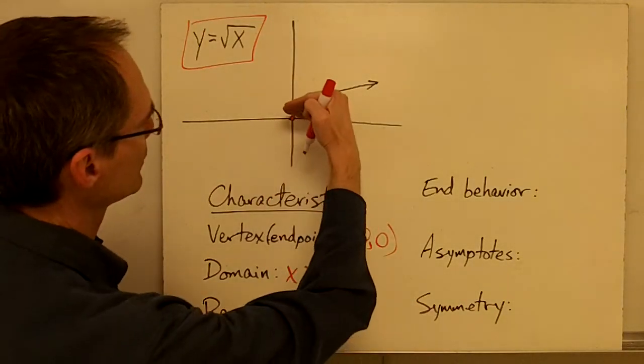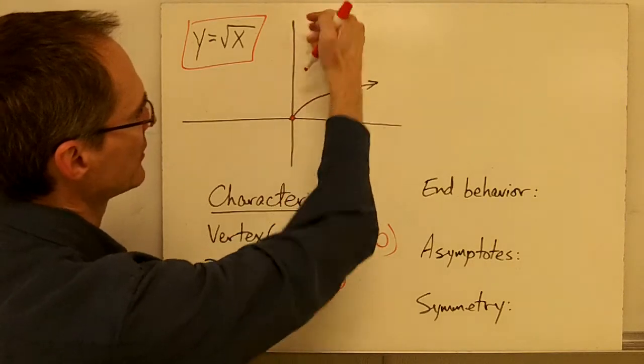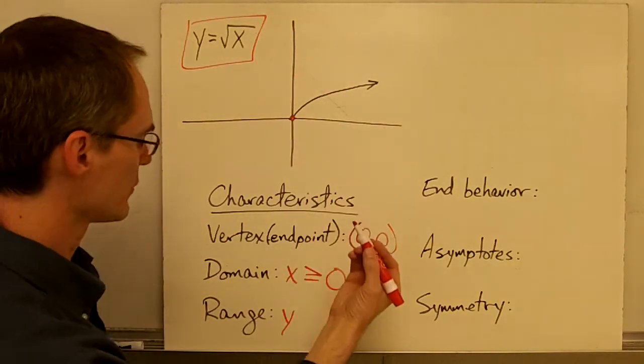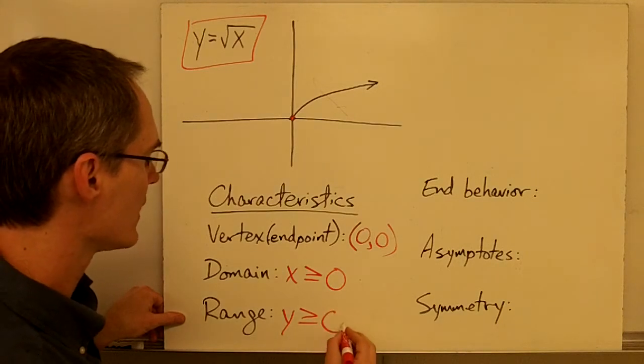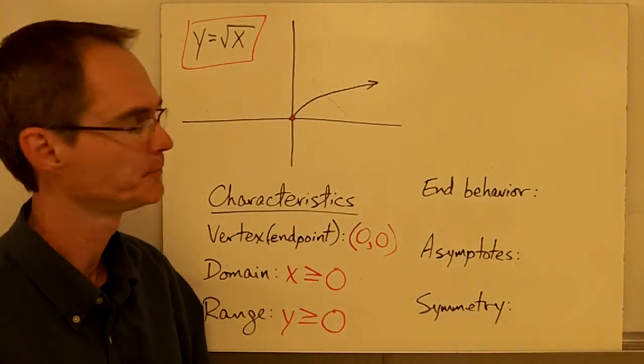So my range, it looks like, is only going to be these positive values for y along with y equals 0. So my range is also going to be y greater than or equal to 0.